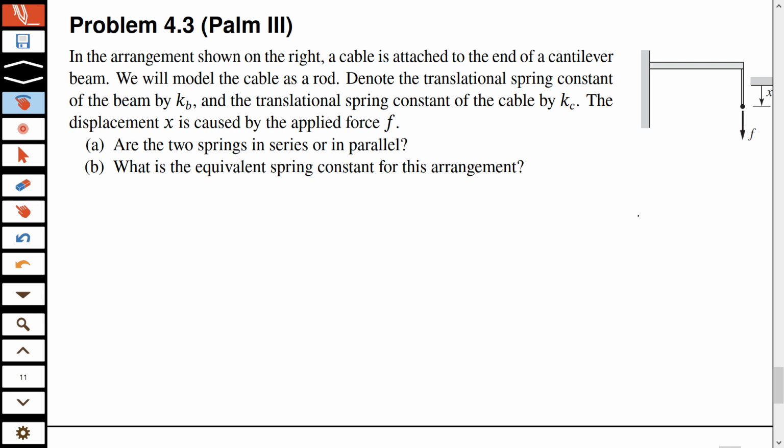Now in this question, we again will have to figure out whether two springs are in series or in parallel. How do we work that out? So let's read the question. You have an arrangement shown on the right, and there you have a cable that is attached to the end of a cantilever beam.